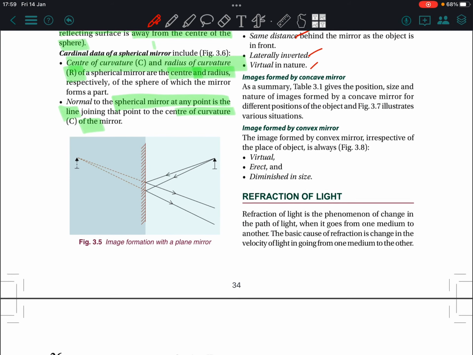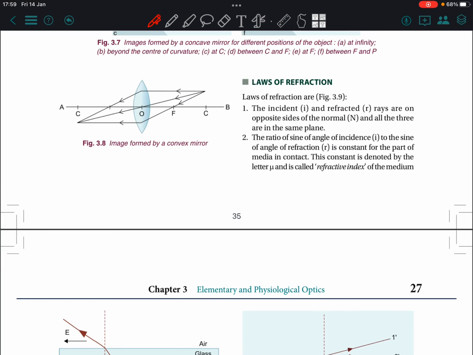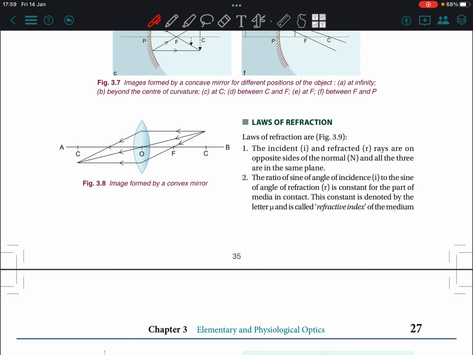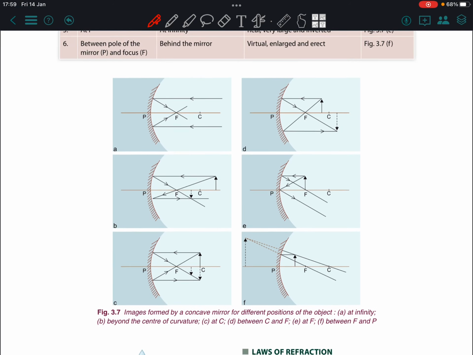Image from the concave mirror is given. Refraction of light. Laws of refraction: the incident and refracted rays are on opposite sides of the normal and all are in the same plane. The ratio of sine of angle of incidence to sine of angle of refraction is constant for a given pair of media in contact. The constant is denoted by the letter mu and is called the refractive index of the medium.